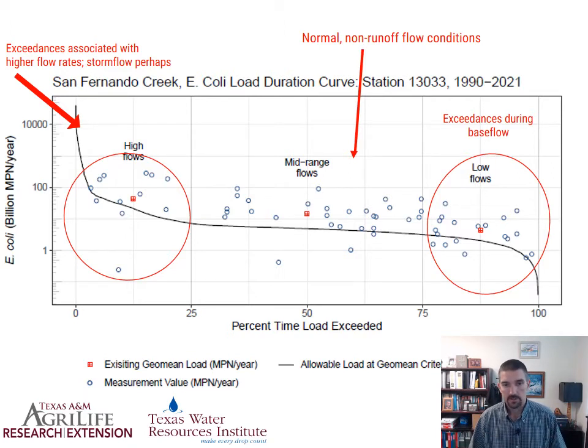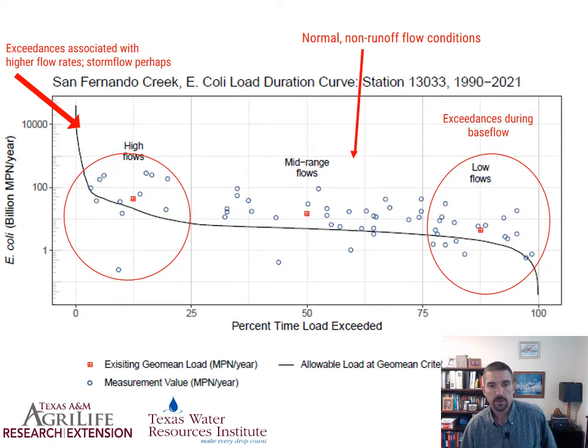But by using that USGS data, we get a better idea of what the range of flows is, so we can really superimpose our water quality data on top of those flow ranges to see how it stacks up under those high flow conditions compared to the low flow conditions.